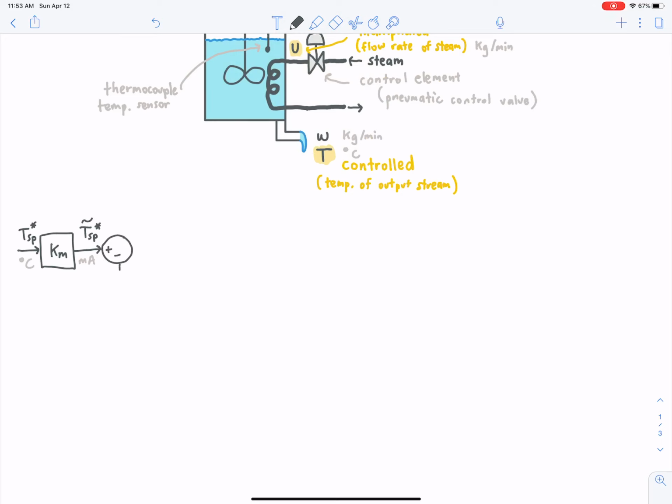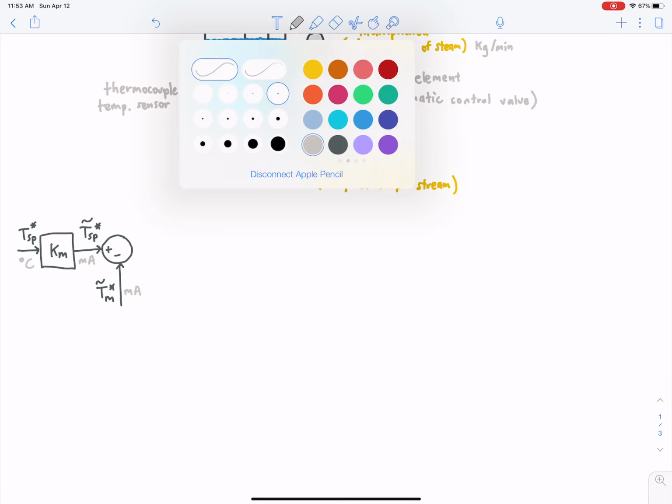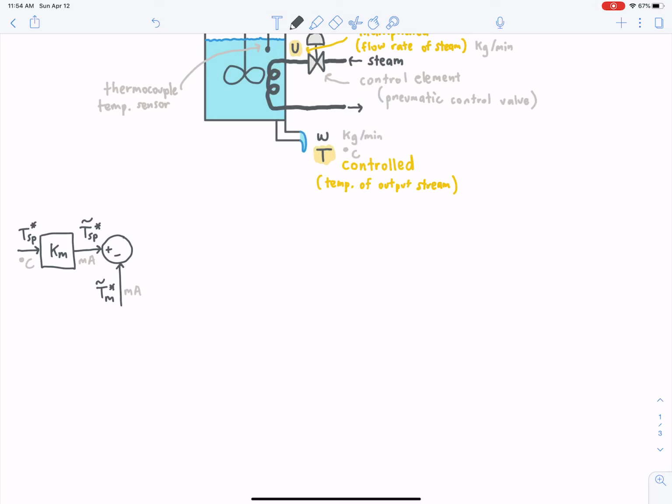And then down here is the measured temperature, Tm, and this is tilde. We're decorating with an M because it's measured, and this is also a milliamp signal for comparing to the internal set point. All right, so out here comes the error. That's the difference between the set point and the measurement. And now we have our controller transfer function. And here we're saying Kc is 2, it's P only. So this is a proportional only controller. So I'll say this is a P controller.